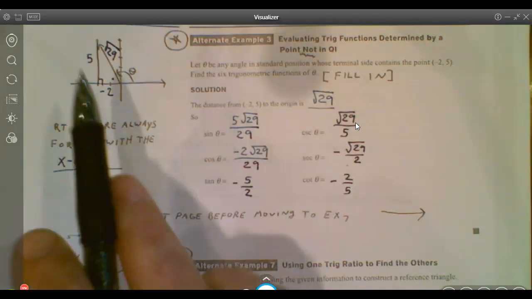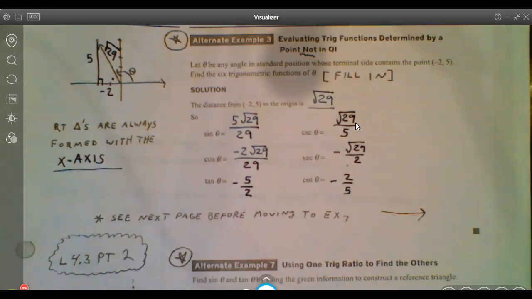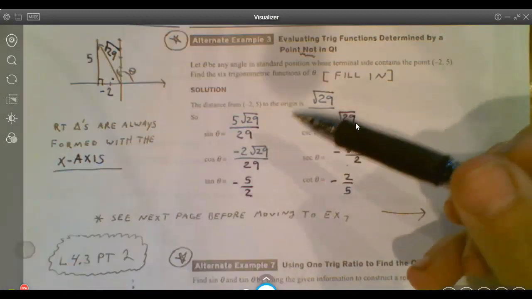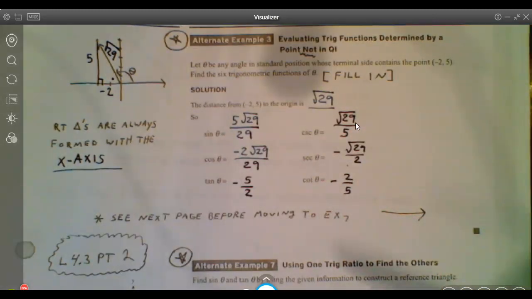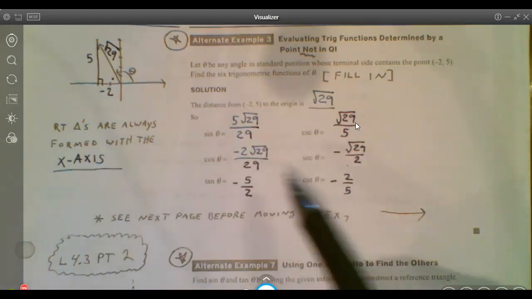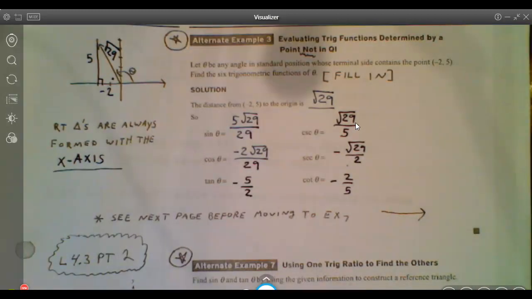One of the things we want to keep in mind on these moving forward is, anytime you are in quadrant 2, what do we now know about the signs? I know that in quadrant 2, my sine and cosecant are always going to be positive. Everything else is going to be negative. We'll talk more about those signs as we move forward. But it all goes back to these basic right triangles that we're drawing within the quadrants.